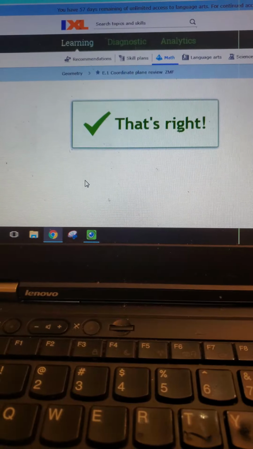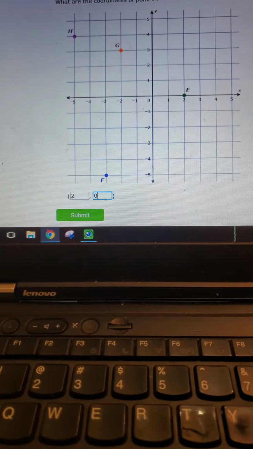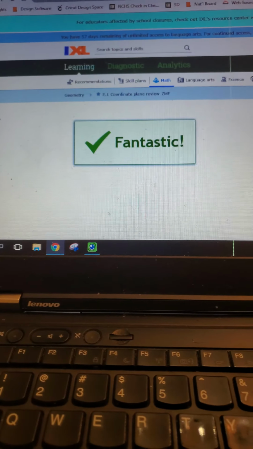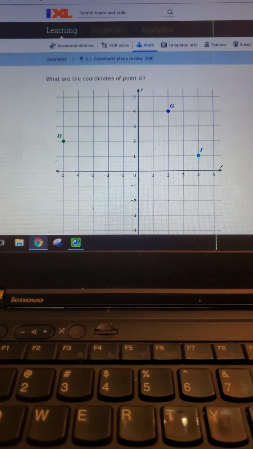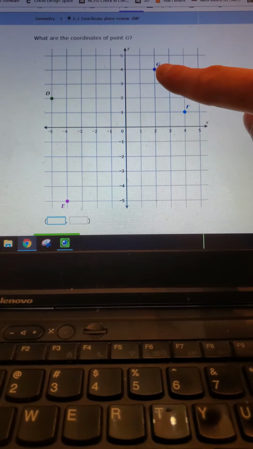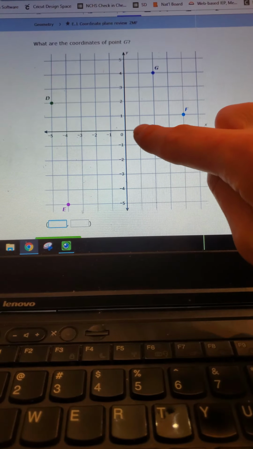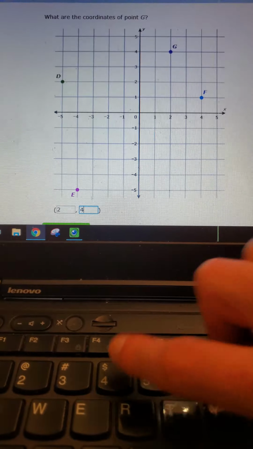This one is asking what are the coordinates of point E. E is right here, and I'm going right 1, 2. So right 2 is a +2, and then I'm not going up or down, so that y value is going to be a 0. So right 2, and then I don't move. So 2, 0. What are the coordinates of G? Here's G, so I go right 1, 2, and up 1, 2, 3, 4. So my ordered pair is 2, 4. So down here, I'm going to put in 2, 4.